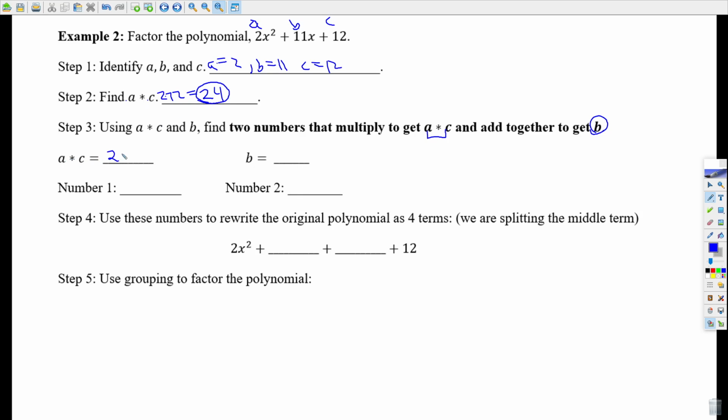We know A times C is 24, and we know B is 11. So now we're going to play that little math game where we figure out what multiplies to 24 and adds to 11. The only additional step we had here is we had to multiply A and C together, these two together. So what would that be?